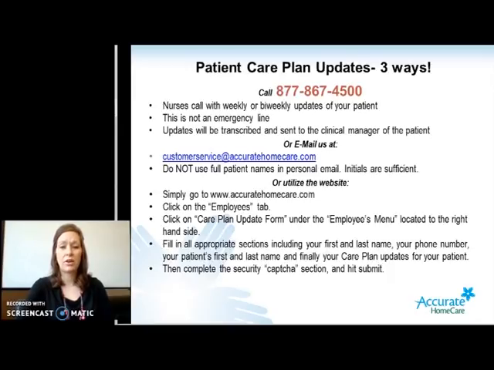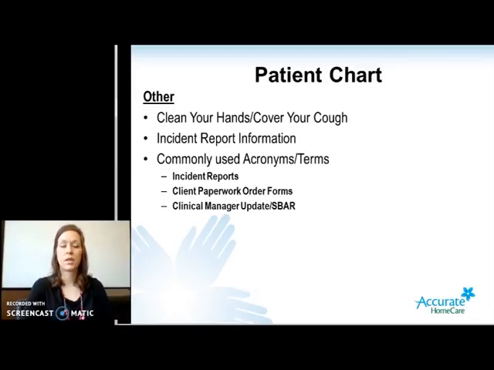So you go to accuratehomecare.com, click on the Employees tab, and then click on the Care Plan Update form under the Employee menu. Fill in all the appropriate sections, including your name, your phone number, your patient's first name and last name, and your updates for the patient. There'll be a security section at the bottom, and then you can click Submit. The next section is the Other section. So we won't review most of these documents, but clean your hands and cover your cough. Those reminders are in the chart, but patients can also remove those and post them in the home if they'd like to.